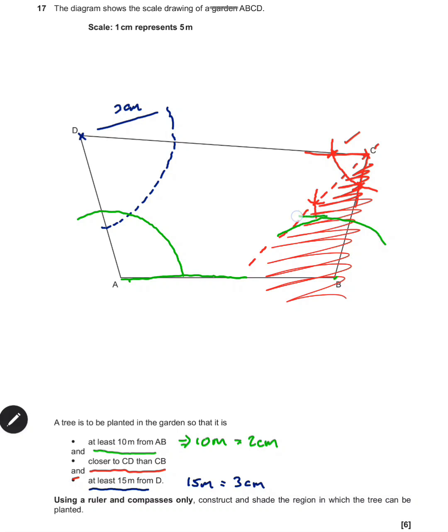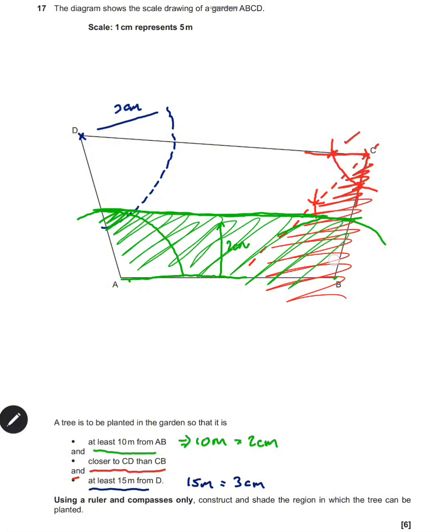And if I connect the tops of those circles, they are all the points 2 centimeters from AB. So my tree needs to be at least 2 centimeters or at least 10 meters from AB. So it can't be in this zone. It can't be in that red zone that I've scrubbed out. And it needs to be at least 15 meters from D. So it can't be in this zone either. My tree can be anywhere in that blank space.